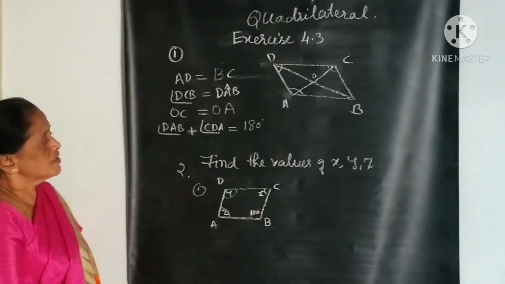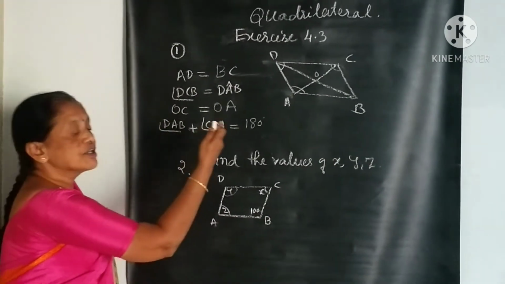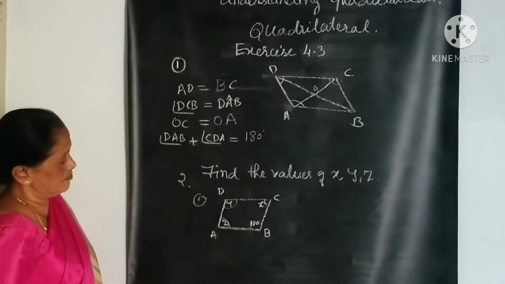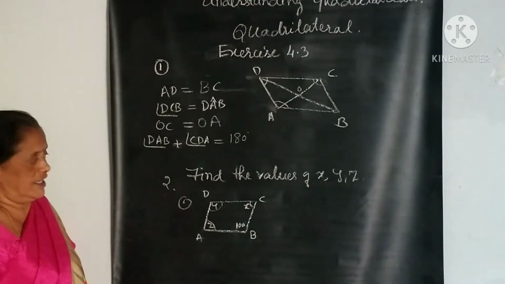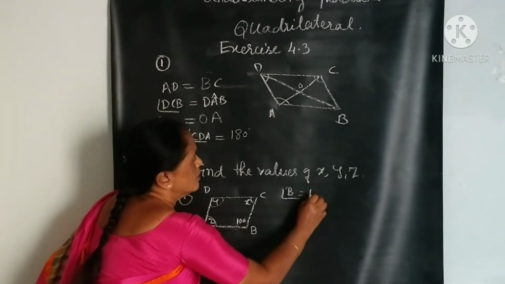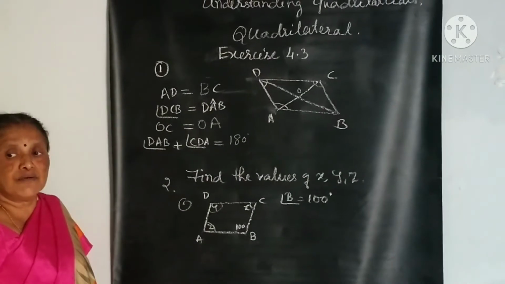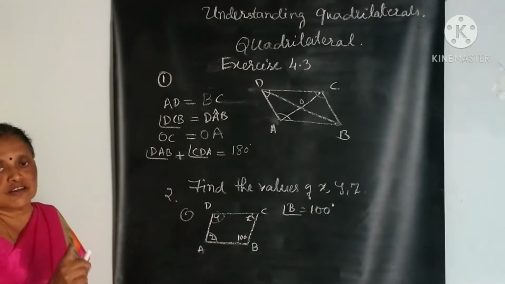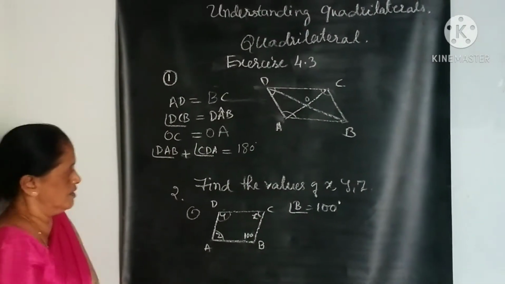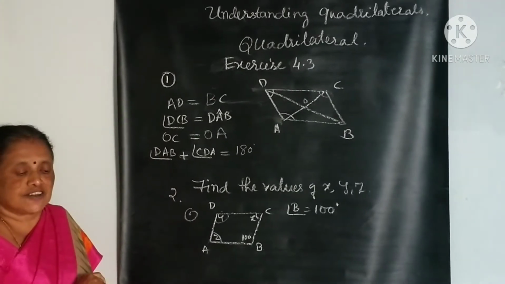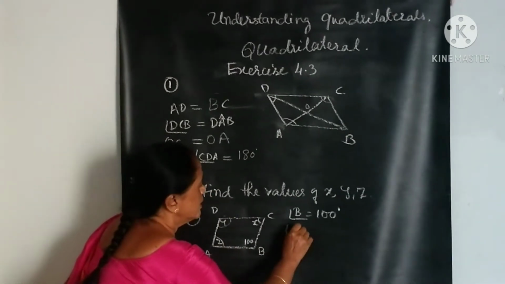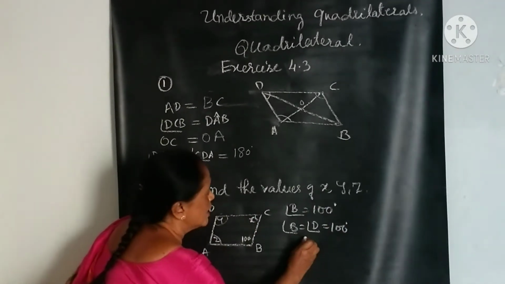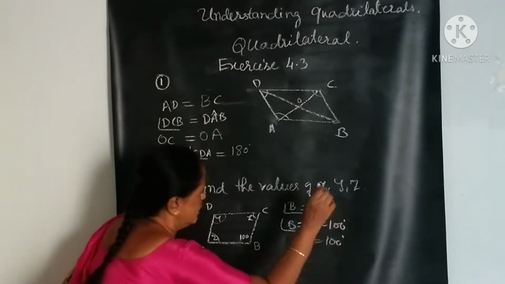Next problem. Find the values of x, y, z in the following figures. In the first one, ABCD is a parallelogram. One of the angles is given, angle B is 100 degrees. Then find the values of x, y, z. Here, we already know that in a parallelogram, opposite angles are equal. For B, which angle is opposite? D. Very good. Angle B equals angle D, that is 100 degrees. D means Y. Angle Y is equal to 100 degrees.